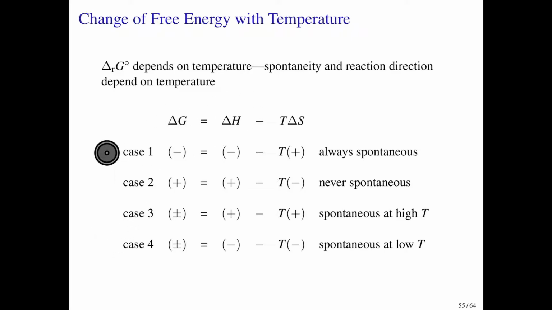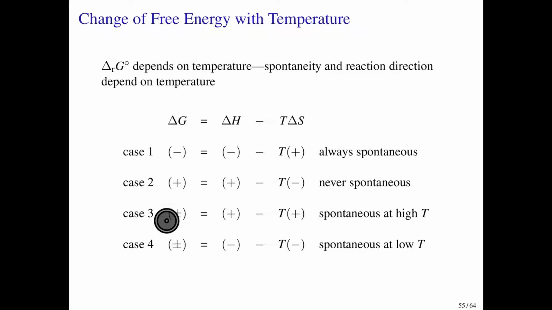In case 1, we're going to look at an exothermic reaction, delta H is negative, that produces entropy, so delta S is positive. And what we're going to do is look at the sign of delta G. So we've got a negative delta H minus temperature, which is always positive, times a positive delta S. And if you have negative minus a positive, you're always going to get a negative number, which means that under these conditions, exothermic and producing entropy, we always have a negative delta G. Such a reaction would always be spontaneous.